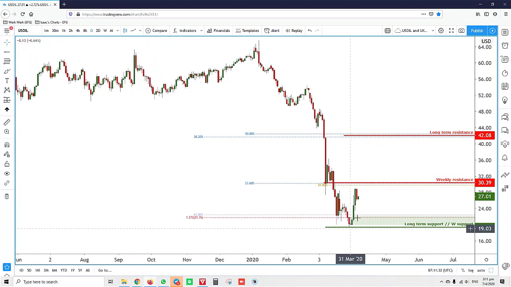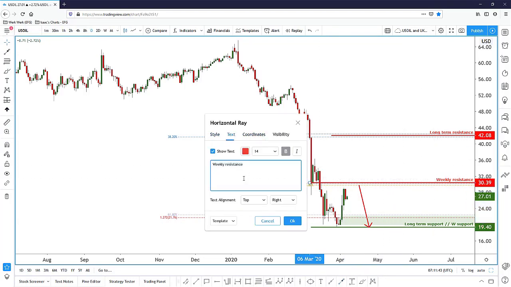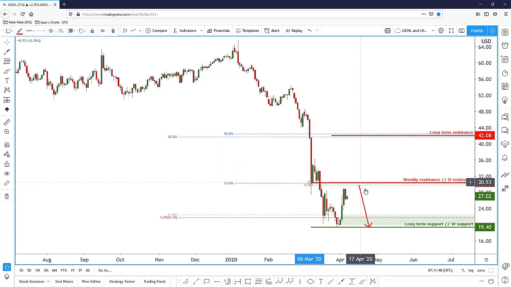The trade for today is for price of oil to make a push down below the weekly resistance, or also our daily resistance, towards at least our long-term support level or weekly support level, this zone. As long as price comes back down anywhere into this area, I will take profit and close out my entire position and wait for another price confirmation to move up towards the long-term resistance.